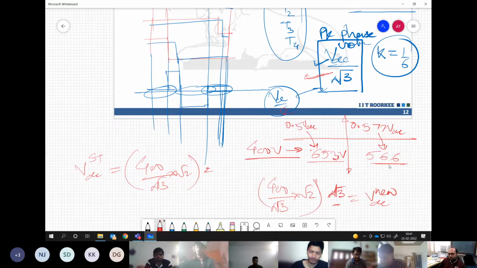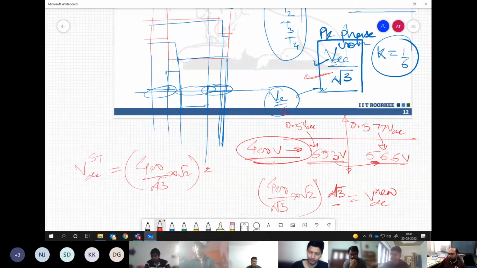So see, almost 100 volts of reduction in the DC bus voltage for the same motor. This is the advantage you get if you have something like this getting injected into the system. And this is happening for this factor K equals 1/6. If you change this factor, you may not get this DC bus utilization. You may get something else.